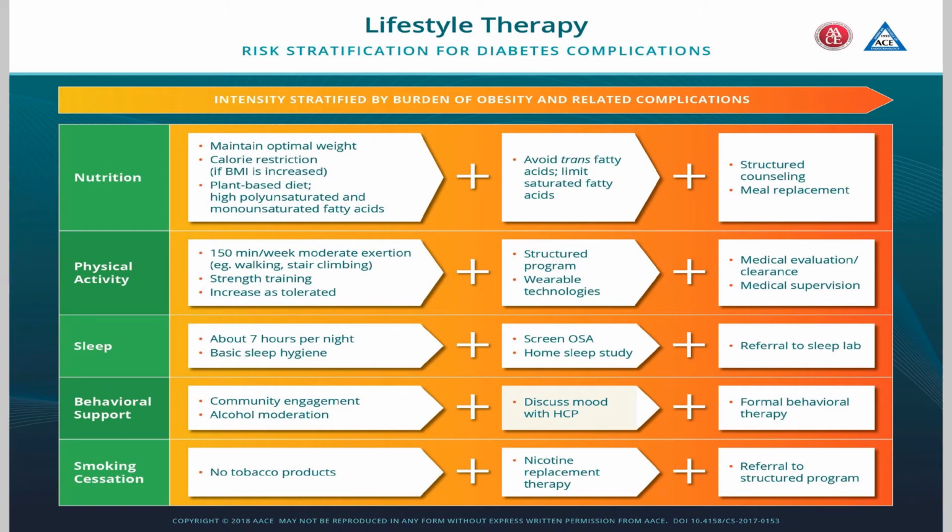We want them to try to increase their physical activity, so they're doing at least 150 minutes a week of moderate exertion. They need to start slow and build gradually if they've been pretty inactive, and they may need some medical clearance to start a program like that. We want to make sure that they're getting about 7 hours of sleep a night, and that if there is any history that makes them at risk for sleep apnea, we want to get that diagnosed and treated.